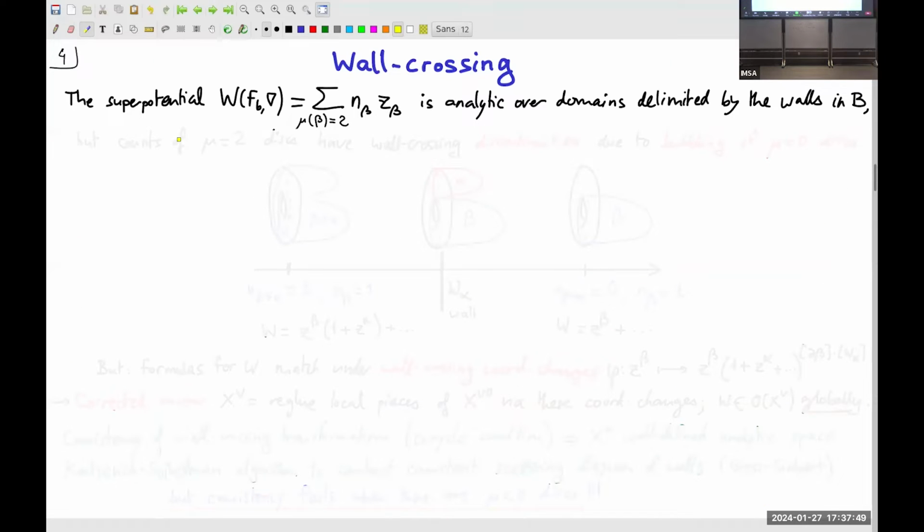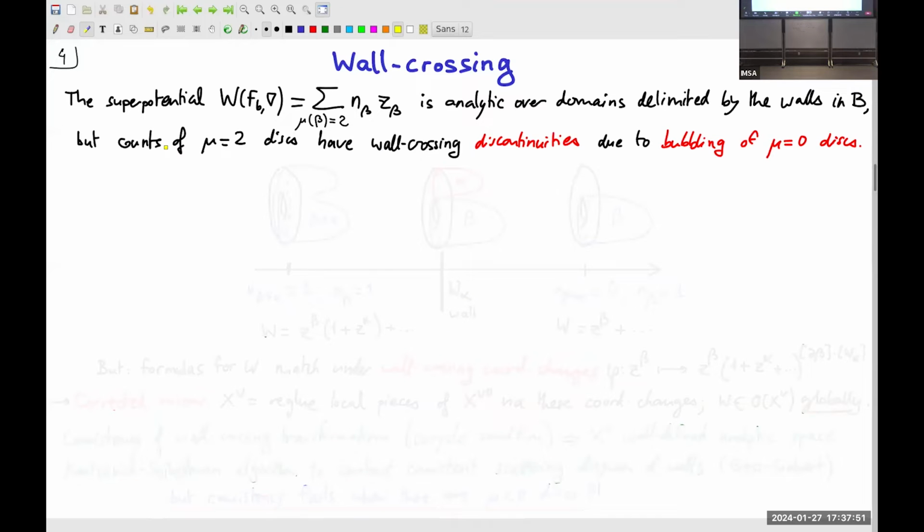Okay. So the thing to note is this superpotential is analytic over the domains delimited by the walls because the counts of Maslov 2 disks remain locally constant. So these coefficients n beta, they're going to be locally constant. But then they will jump when disk bubbling happens as you cross a wall.